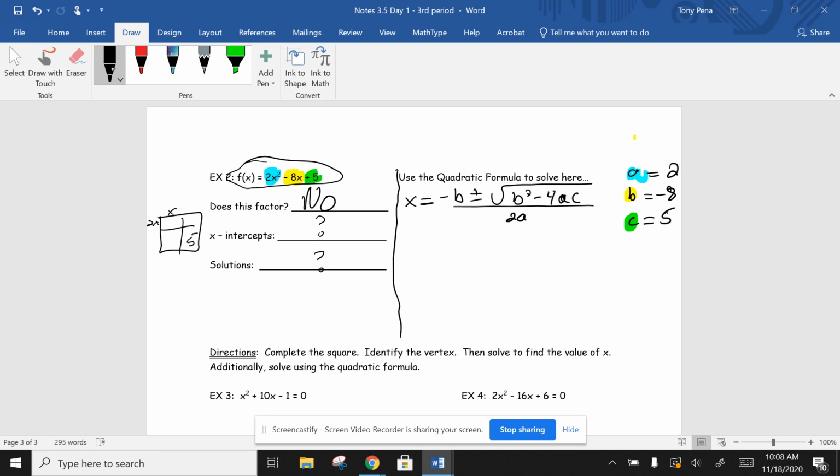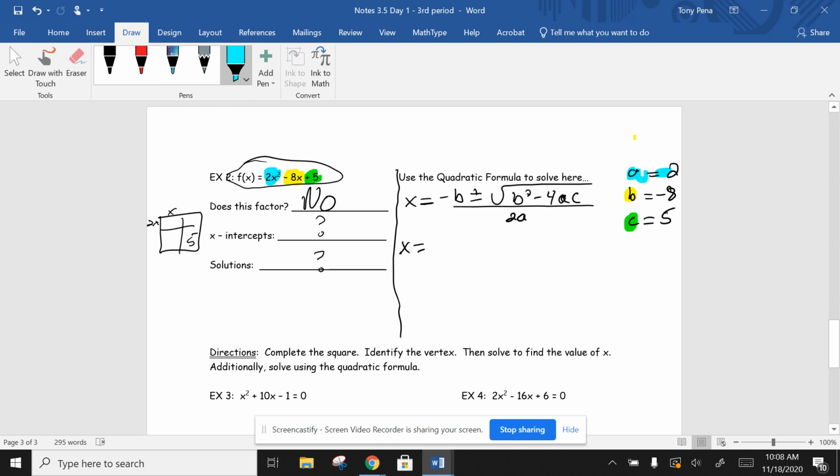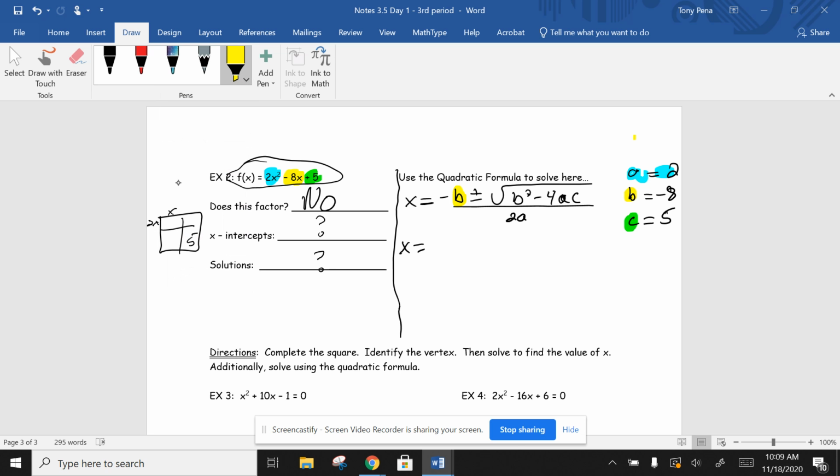Okay. From there, then we substitute in. So the first one, I said that b. So let me get the other color up, because what we want is b, and b is a negative 8. However, we want the negative of b, or the opposite of b. So if our b is originally a negative 8, when we substitute that in, it should be a positive 8. It just changes the sign.